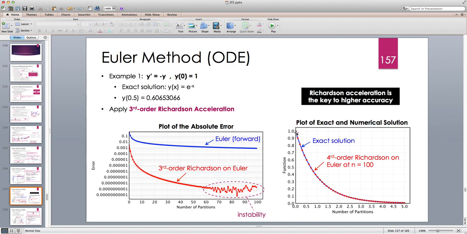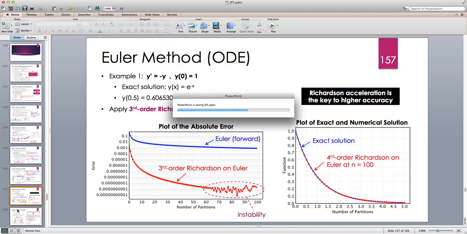And here's a plot of the actual function e to the minus x, and the blue is the exact solution. And I'm using a fourth order Richardson on the forward Euler, and I evaluate the fourth order Richardson at n equals 100 here. And it's pretty much giving us the exact result.